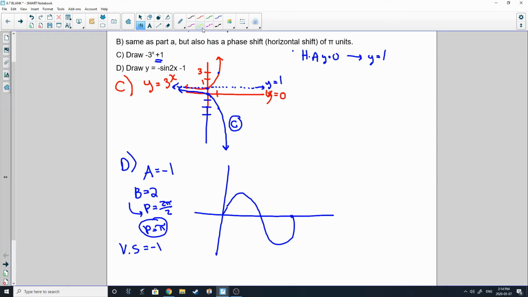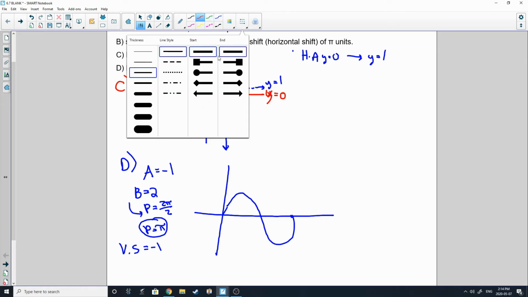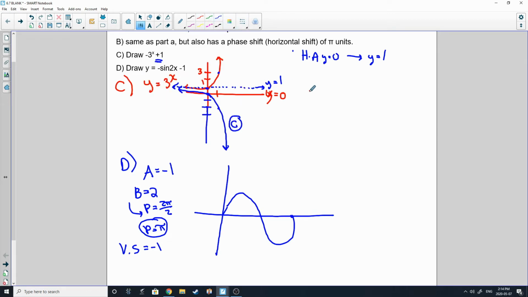Now I'll switch colors here. Let's go to red. So we're going to go ahead and flip it. Because of the negative sign, it's going to flip. Anything on the x-axis is going to stay there. So this point is just going to go down here, and this point is just going to go up here. So now we can go ahead and draw a smooth curve through there. Do your best.